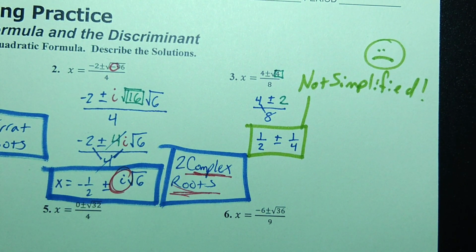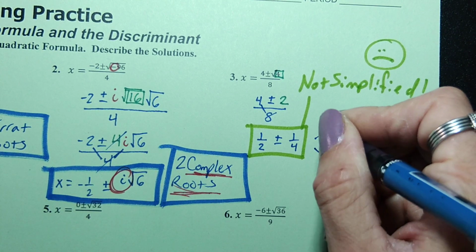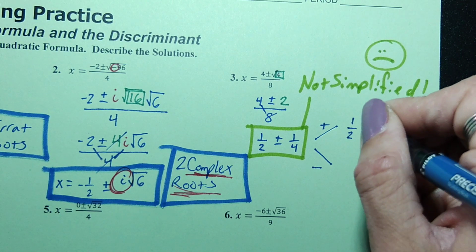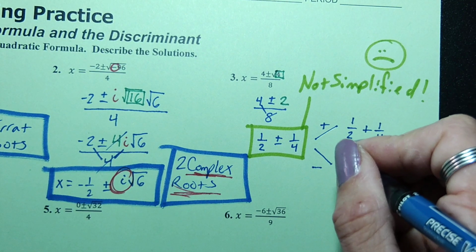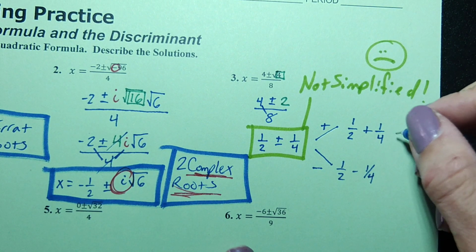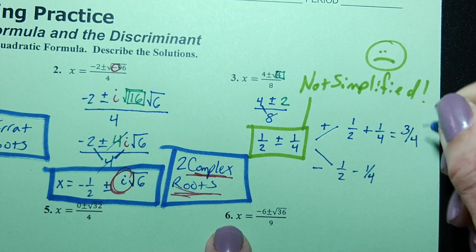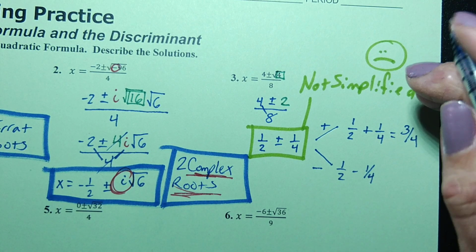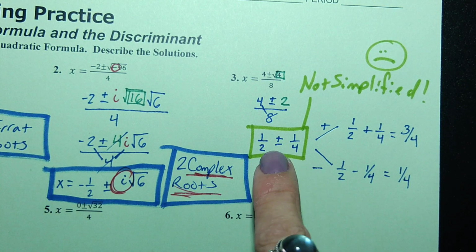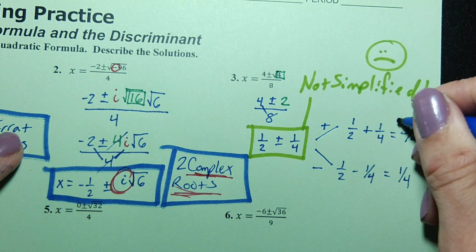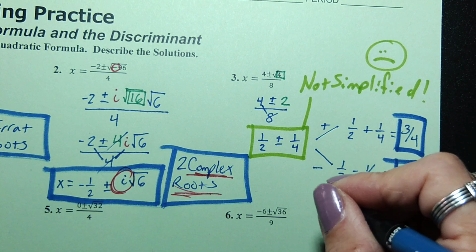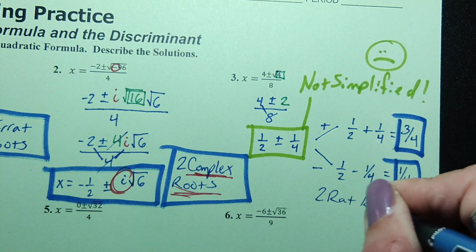So how are we going to simplify it? This is where we break it down into the plus case and the minus case. We say, well, what is 1/2 plus 1/4? And what is 1/2 minus 1/4? Well, 1/2 plus 1/4 will be 3/4. And then 1/2 minus 1/4 will be 1/4. So instead of having this plus minus expression, we now have found the exact roots. And how we describe these is 2 rational roots.